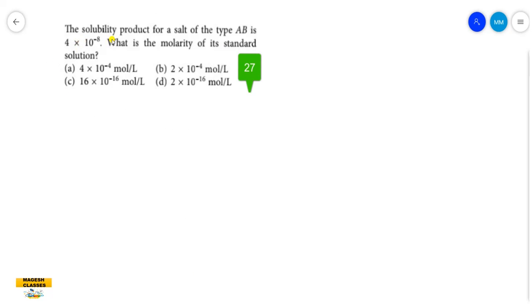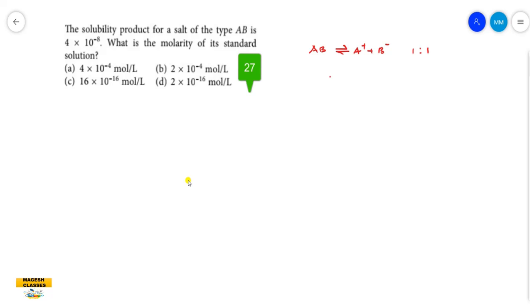Question 27. The solubility product for a salt of the type AB is 4 into 10 power minus 8. What is the molarity of its standard solution? So this is an electrolyte. The electrolyte dissociates to give A plus and B minus ions. It is a 1:1 electrolyte.